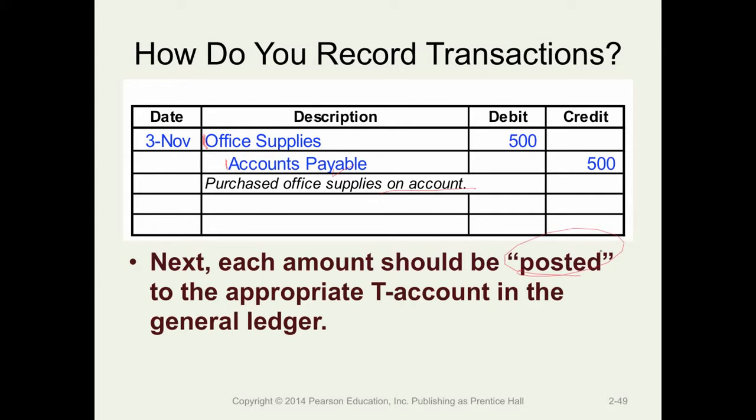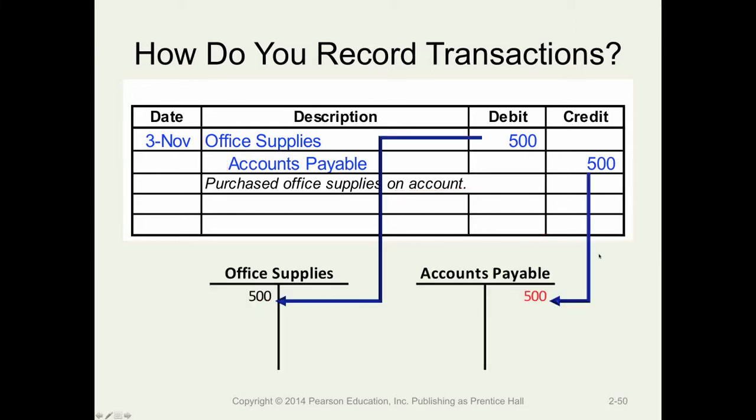Next, we have to post to the ledger. And once again, same as we've been doing throughout, we're going to have a debit to office supplies and a credit to accounts payable. And once again, this is the posting process going to the ledger.